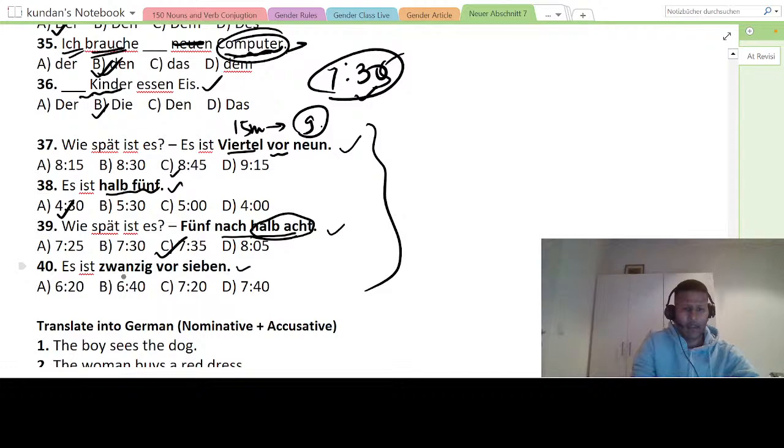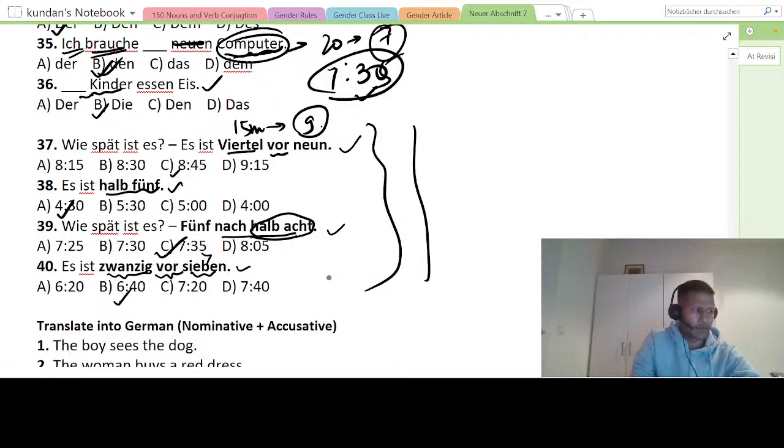7:35. When I say es ist 20 vor 7, so it is 20 minutes. 20 is 20. Vor is before. 7 is 7. So I'm saying 20 minutes before 7 o'clock. So what is the time? What is the right one? 6:40. Who got all out of all? Can you tell me? Just tell me how many marks you got out of this 37 to 40. This is very easy.